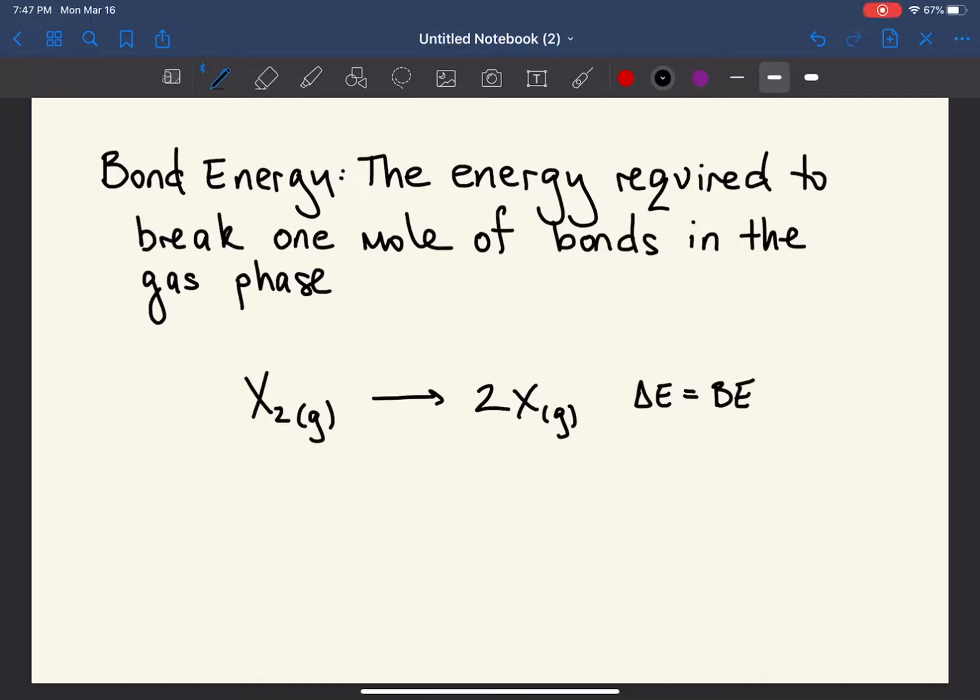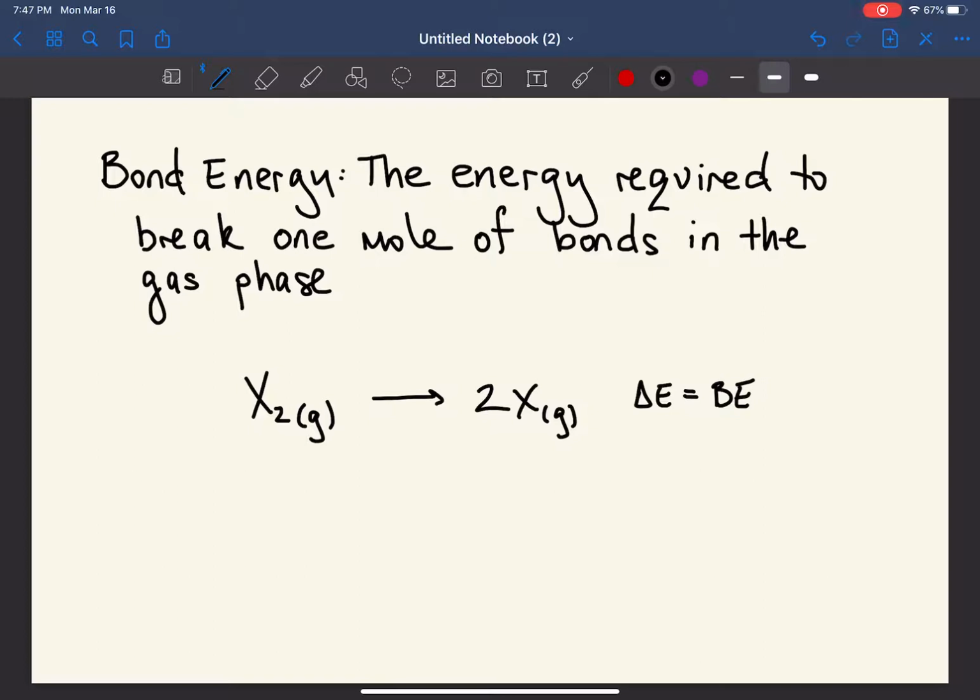Okay, so here we go with our first new style of lecture. The topic is bond energy, and we define it as the energy required to break one mole of bonds in the gas phase. If we write out the chemical equation for this, we would say X2 in the gas phase, the bond is broken and turns into 2X in the gas phase. And the change in energy of this process is the bond energy.